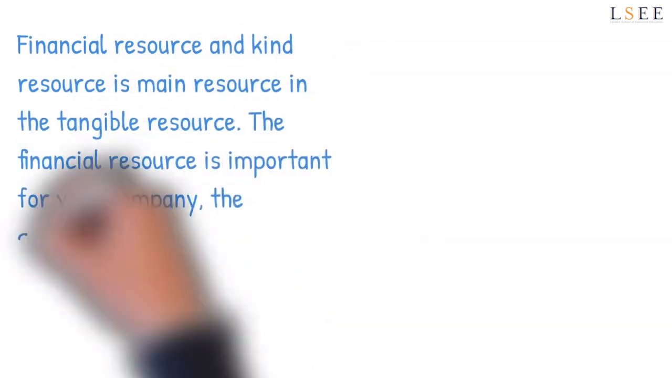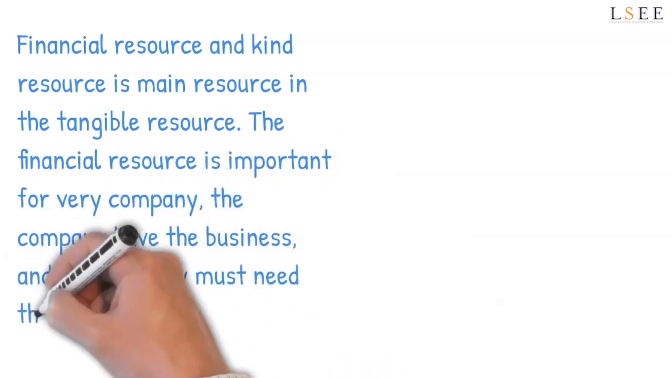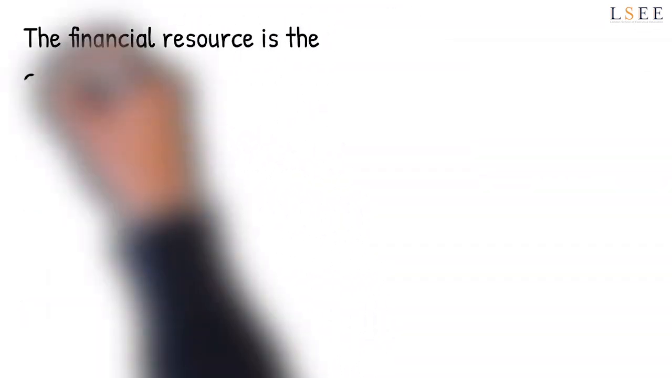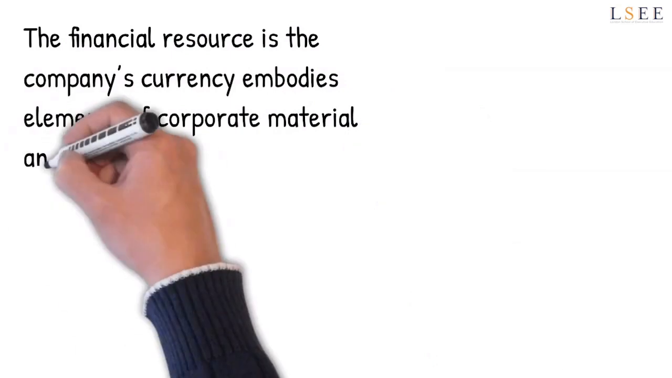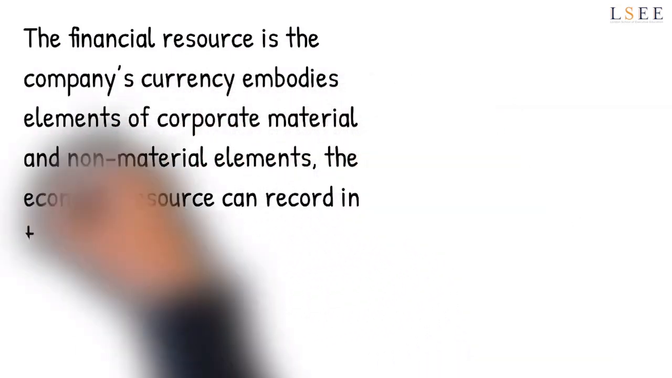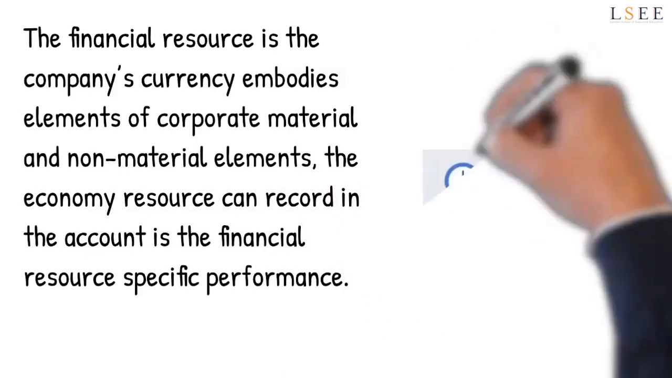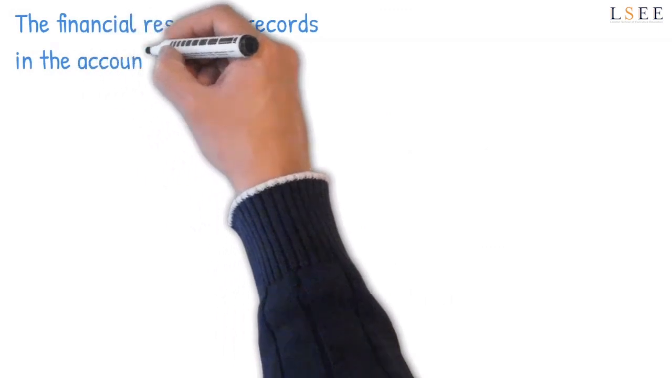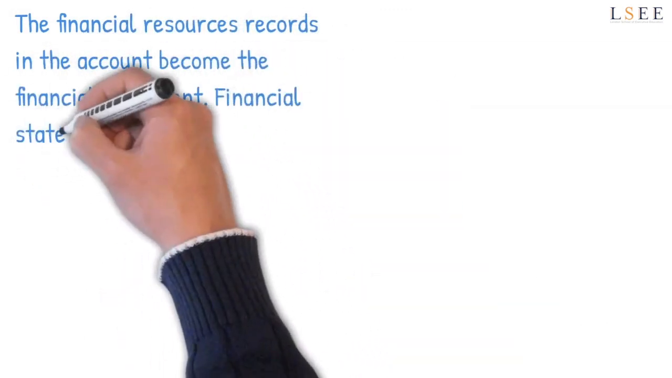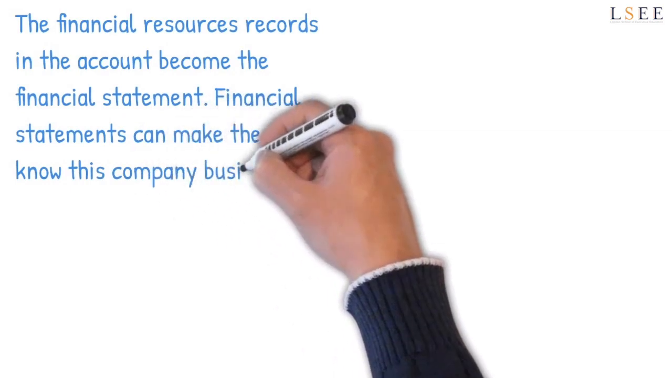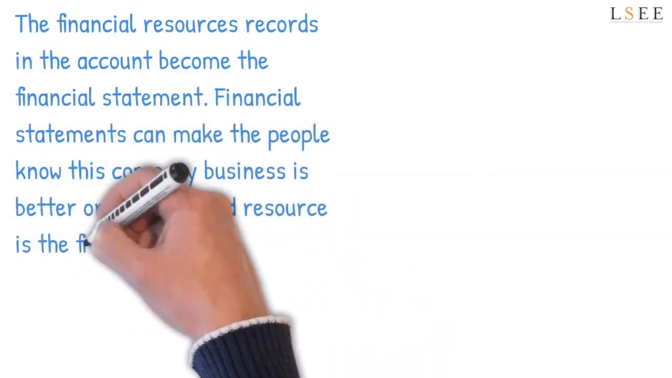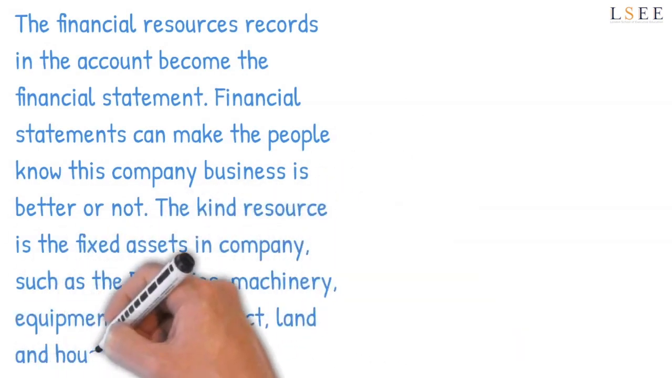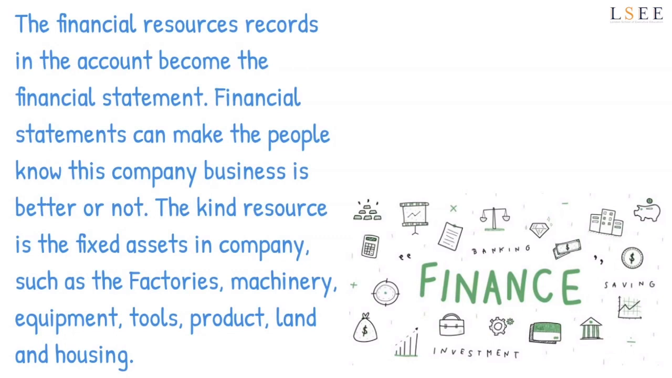The financial resource is important for every company. If a company has a business, it must have financial resources. The financial resource is the company's currency, embodying elements of corporate material and non-material elements. The economic resource that can be recorded in the account is the specific performance of the financial resource. The financial resources recorded in the account become the financial statement. Financial statements can let people know whether this company's business is good or not. The kind resource is the fixed assets in the company, such as the factories, machinery, equipment, tools, product, land, and housing.